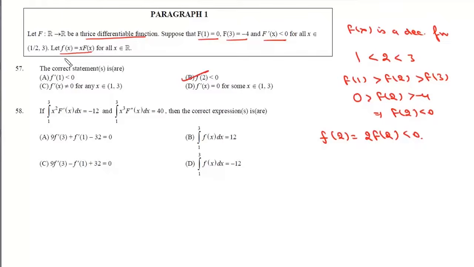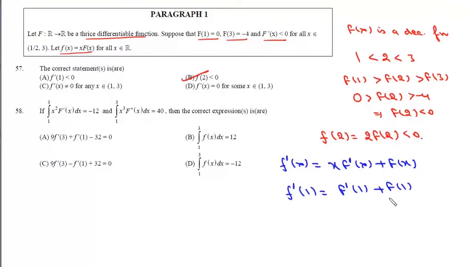Now we'll find f'(x). This f'(x) will be x into F'(x) plus F(x). Now we look at f'(1). f'(1) will be F'(1) plus F(1). Now F(1) is 0 and F'(1) is less than 0. That means option A is also correct.